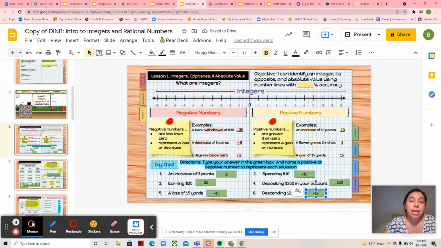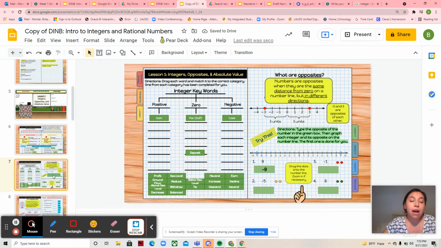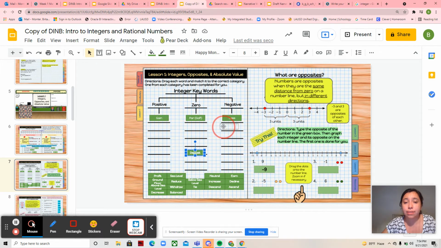Okay. Now, if we jump into slide 7, we're talking about integer keywords. We have to drag, so we look at the directions. We drag each word and match it to the correct category. So let's go ahead and do it together. So we have our positive, 0, and negative. Okay, I know deposit means I'm taking away, so that's going to be negative. Oh, I'm sorry. Deposit is positive, so I'm going to put it here.